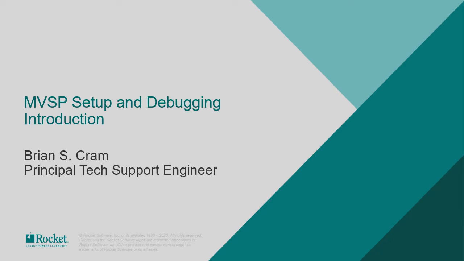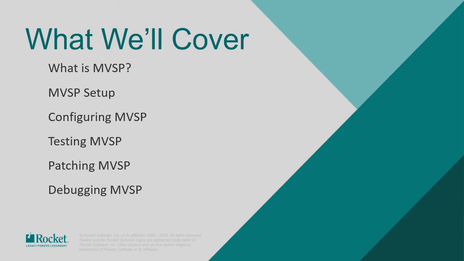This is the first video in a series that shows how to set up, configure, test, and debug the Multivalue Server Protocol, or MVSP, on D3 and mvBase. In this video, we'll cover what MVSP is and how to set it up. Other videos will cover configuration, testing, patching, and debugging MVSP. There is also a video on setting up MVSP to use an SSL connection.